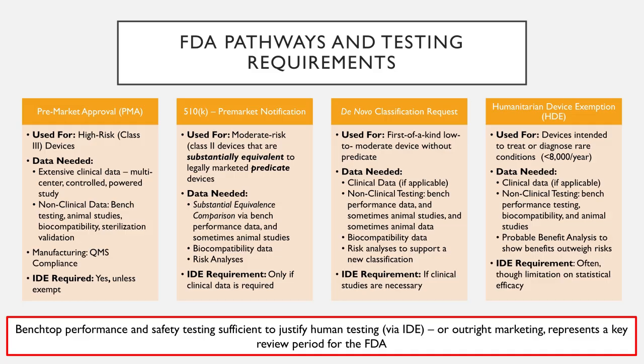Some lesser common pathways would be the de novo classification request, which is where you have a first of its kind novel device, which under normal circumstances would automatically subject you to the pre-market approval pathway. But if you can justify that this is inherently a low-risk device despite being brand new, then you can go through this less rigorous pathway.